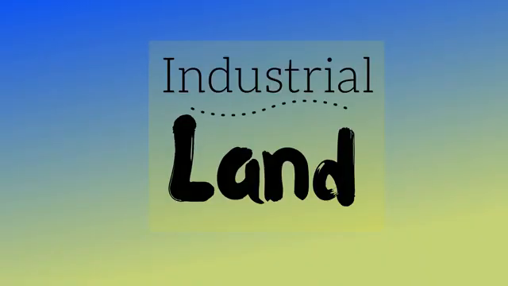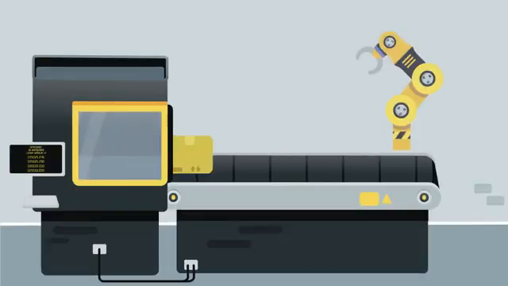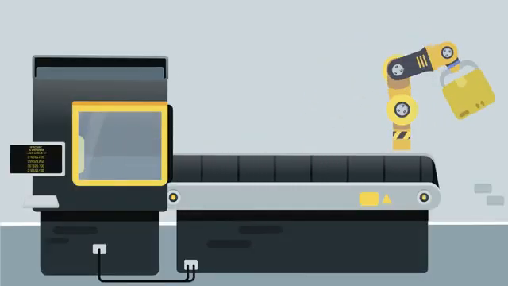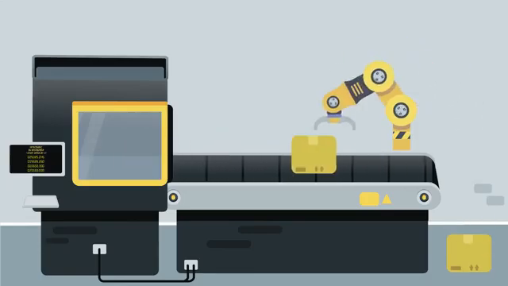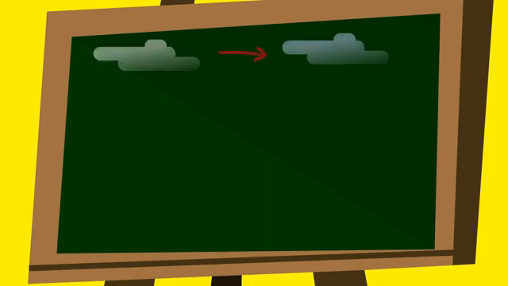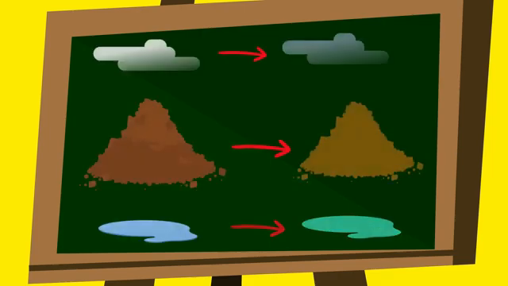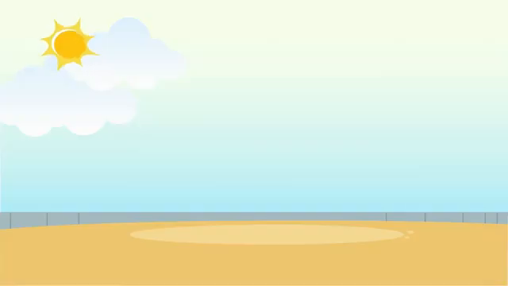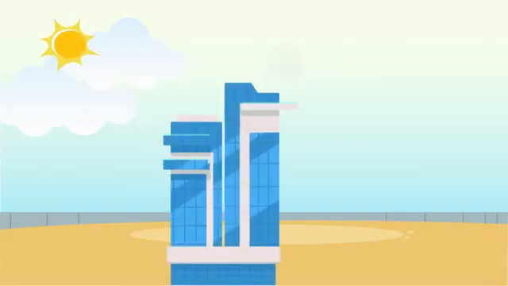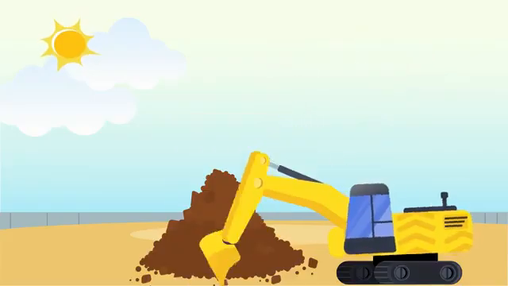Next up is industrial land. Industrial land is land that is used for manufacturing, processing, or storing raw materials. Industrial land can cause many environmental impacts on air quality, soil, and groundwater. Some examples of this are smoke, soil health, and chemical spills.